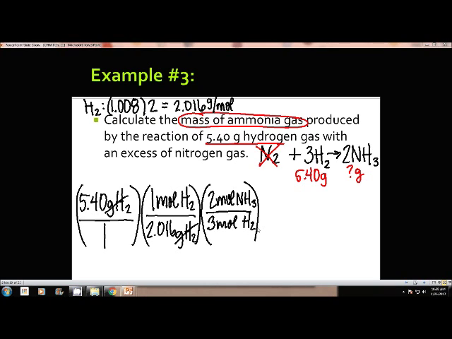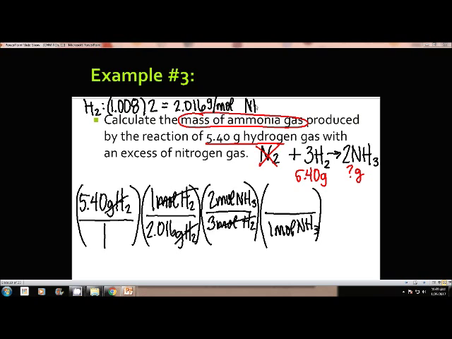Anybody confused about where that came from? Because we had to put the H2 on the bottom so that we could cancel the H2s away. So now we're dealing with the wanted stuff. Then our last step is going back to the mass circle on the mole map where it says molar mass over 1 mole of what we want to find about. So we want to know about the NH3, so we're going to have to put the molar mass of the NH3 on the top. And on the bottom, just so it cancels, I'm going to put 1 mole NH3.